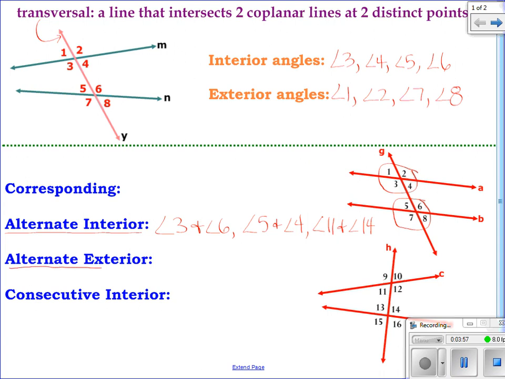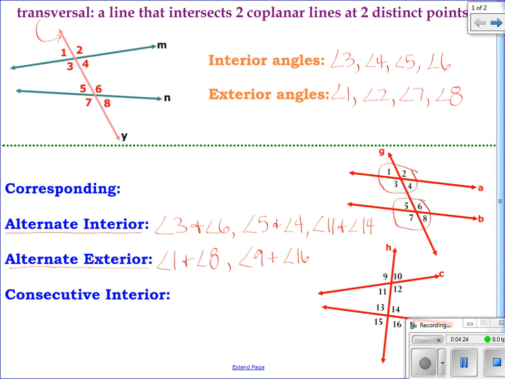1 and 8. 1 and 8 would be good. Give me one from the bottom one. 9 and 16. There are more. We're not going to list them all. But those also need to be on alternate sides of the transversal and on the exterior portion of the picture.